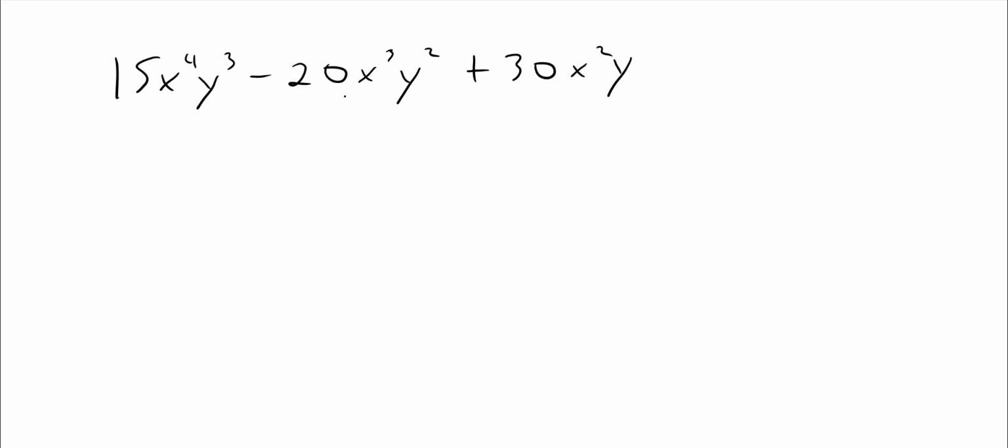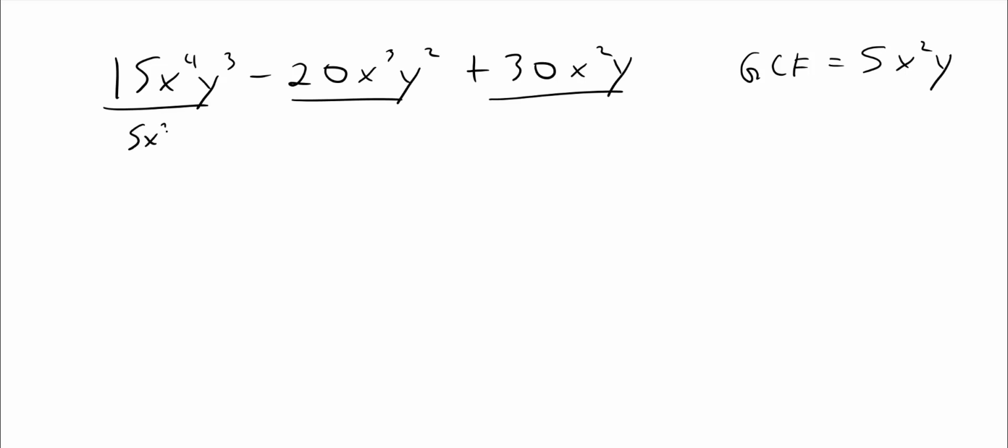Do you guys agree? I have 15, I have 20, and I have 30. So definitely 5. I'll write on the side, GCF equals 5. And then, what are the x's? Here's x to the fourth, x to the third, x squared, so you've got an x squared. And then here's a y cubed, a y squared, and a y, so y. So that's your greatest common factor. So you divide each of these by 5x squared y, and don't forget to put that in front.